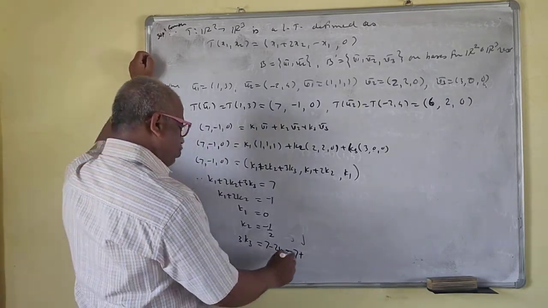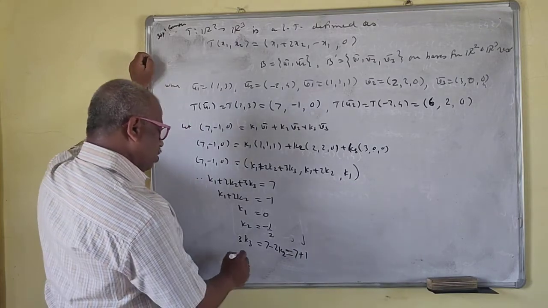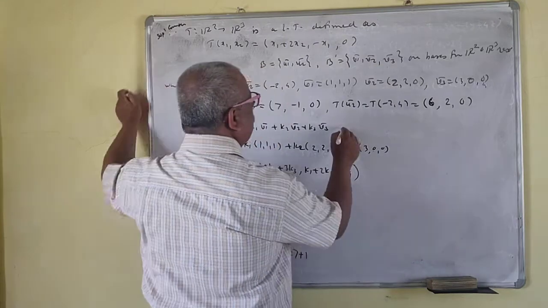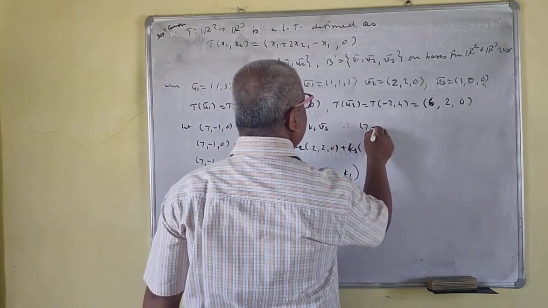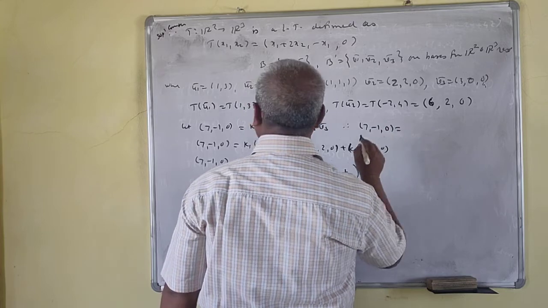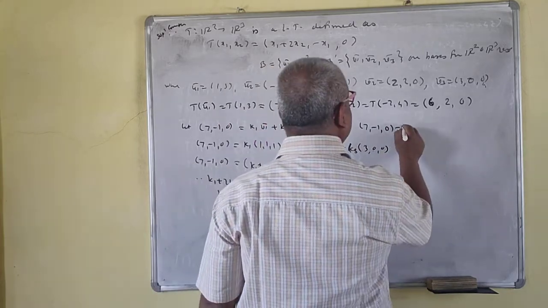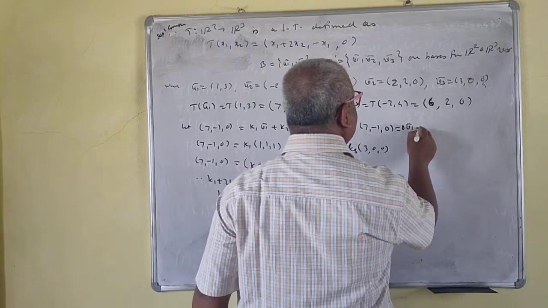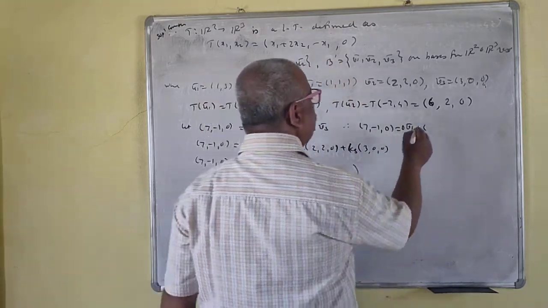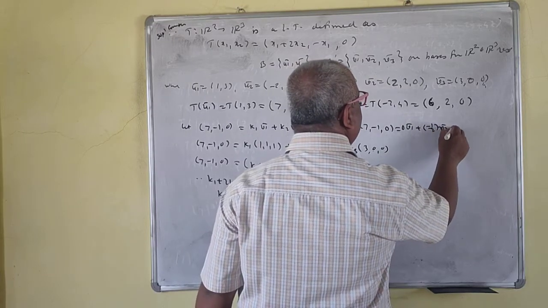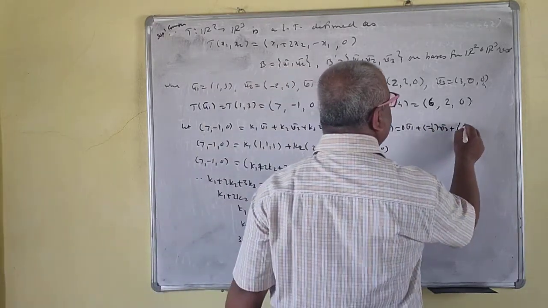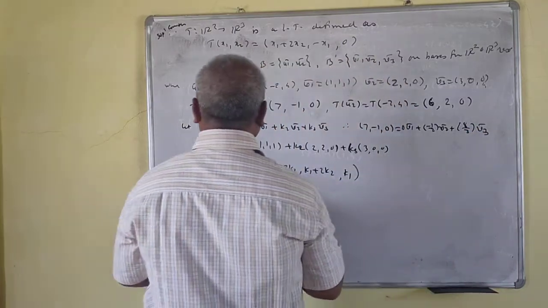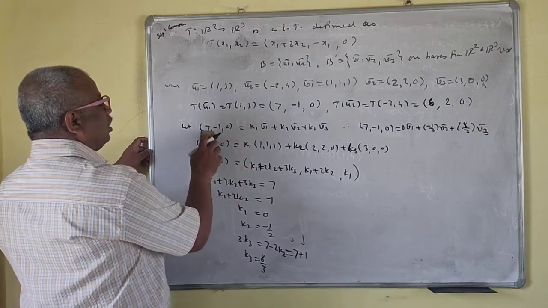So 7 becomes plus 1. So your K3 is what then? 8 by 3. Okay, so therefore I will write here, 7 minus 1 0 is equal to, what is your K1? K1 is 0 V1 bar, plus what is your K2? Minus half V2 bar. What is your K3? 8 by 3 V3 bar.